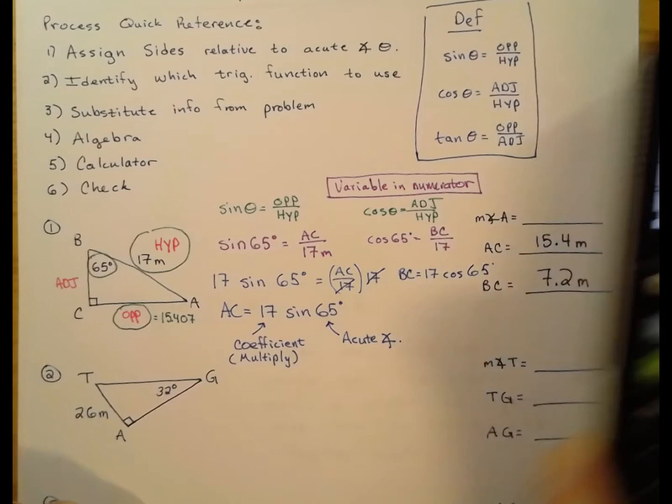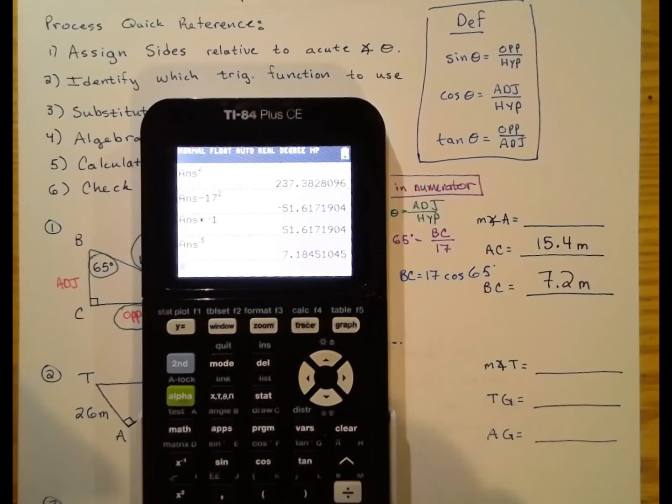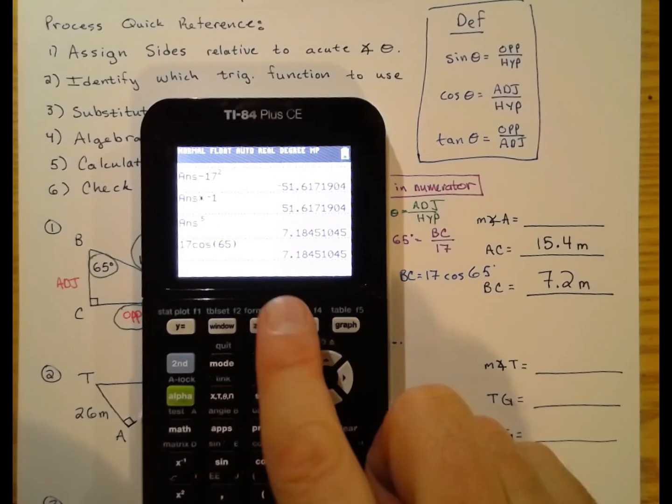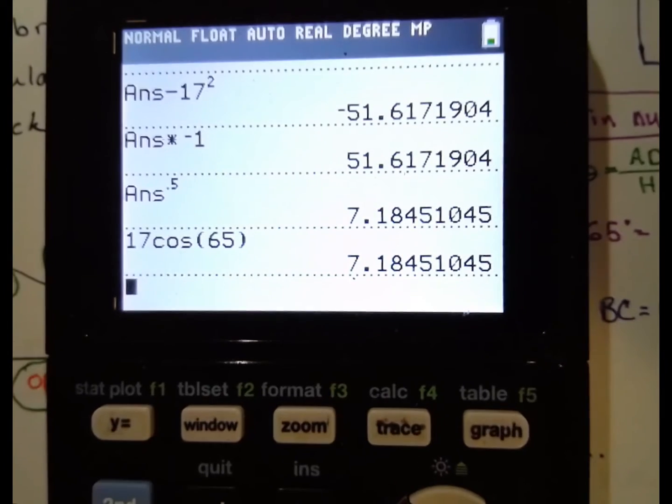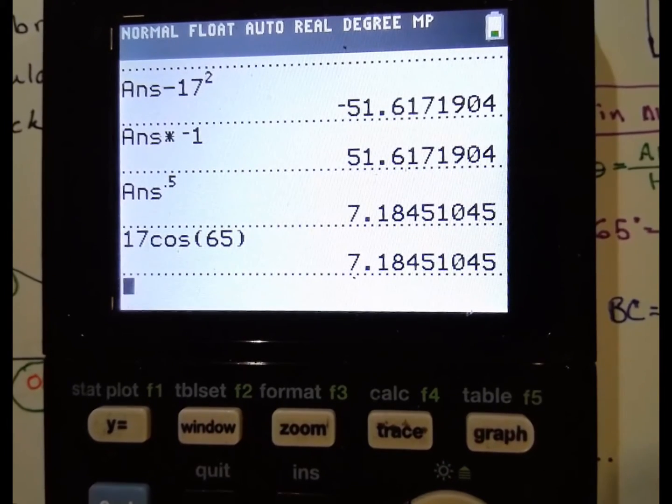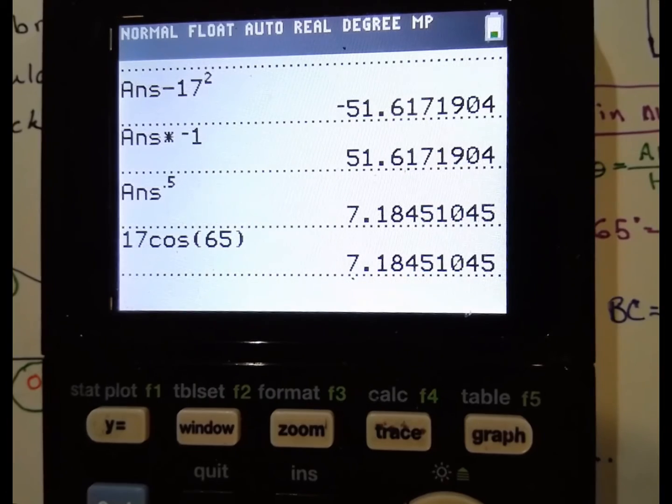And I left that in my calculator to show that 17 cosine 65 is the exact same number you get if you use the Pythagorean theorem. So you have 2 options. You really only need trig once per problem. All right.